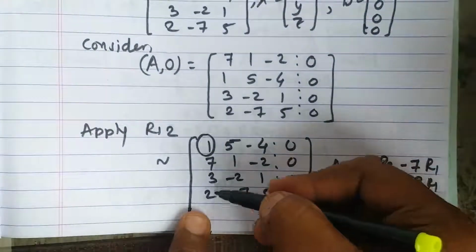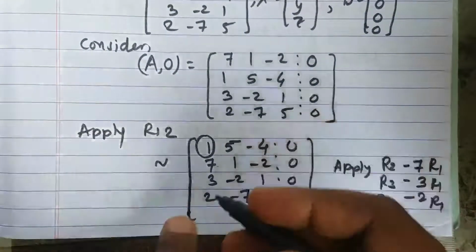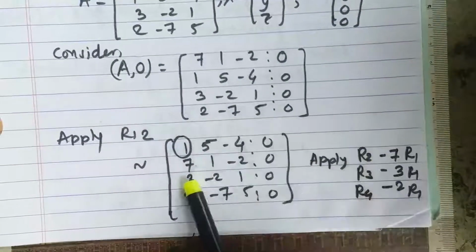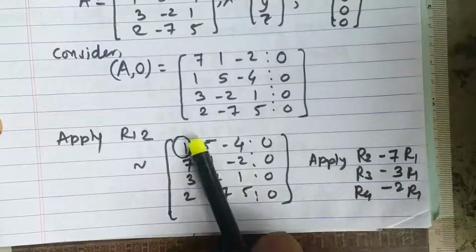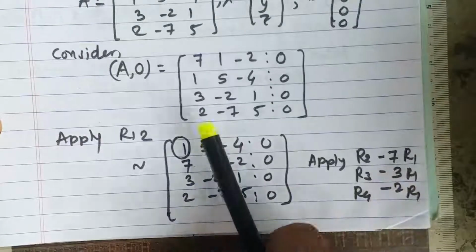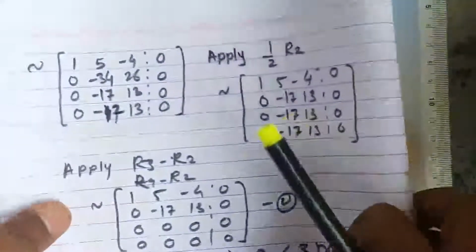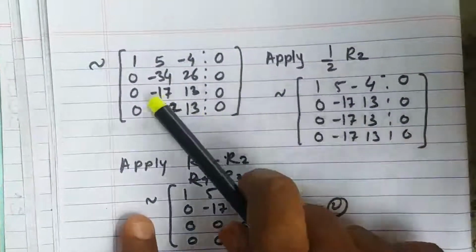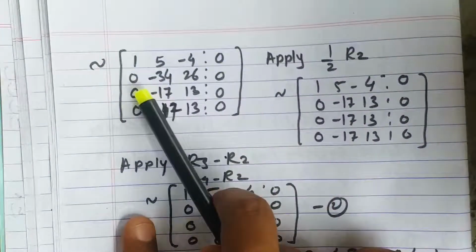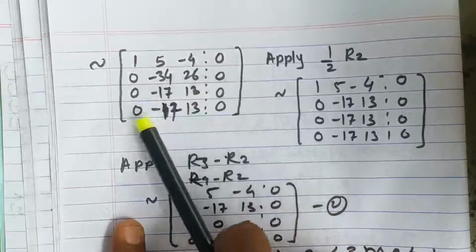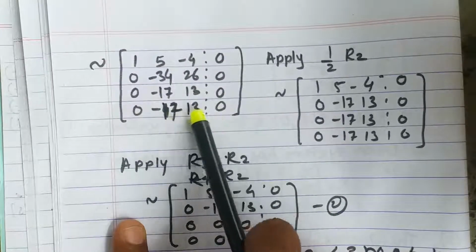Now below this there are 3 entries that we have to make 0, so 3 transformations will perform simultaneously: R2 minus 7 times R1, R3 minus 3 times R1, R4 minus 2 times R1. Okay, and that will give us the matrix. I have done the calculations, you can verify them. 1 5 minus 4 0, 0 minus 34 26 0, 0 minus 17 13 0, 0 minus 17 30. This is also minus 17 and 30.